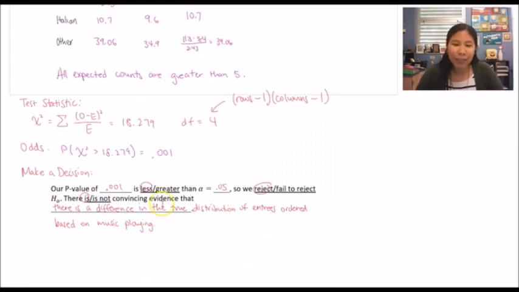All right, and finally, we can make our decision. So this is the same as before. Our p-value of 0.001 is less than our alpha level of 0.05. We reject H0. There is convincing evidence that there is a difference between the true distribution of entrees ordered based on the music playing. So we did actually find out based on this data that whatever music is playing does affect your distribution of entrees ordered.